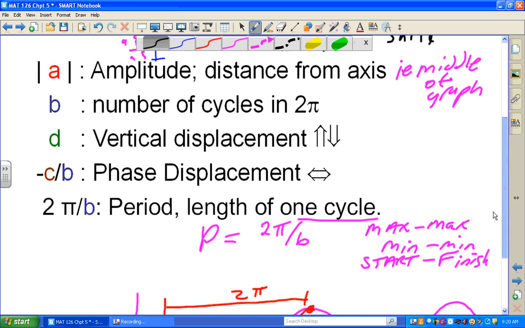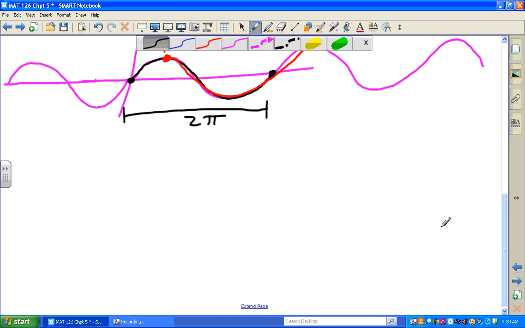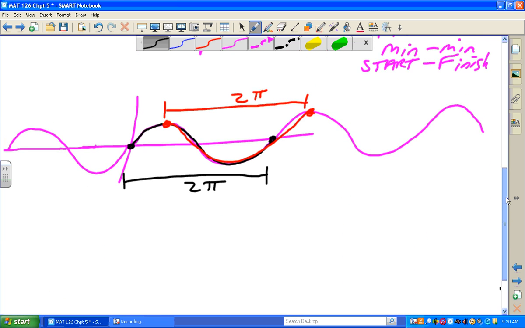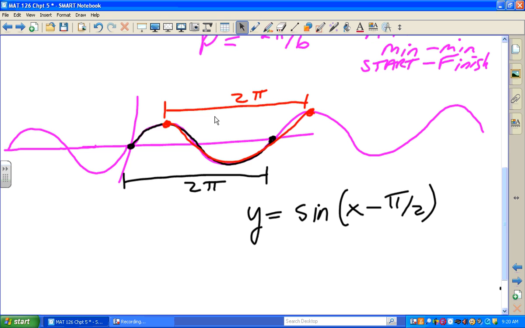For instance, if I had y equals sine of x minus pi over 2, the whole graph would be shifted to the right pi over 2 units. So it looks something like this. Booyah! The whole graph shifted to the right. That's what putting something inside the parentheses does. So it shifts it to the right pi over 2.